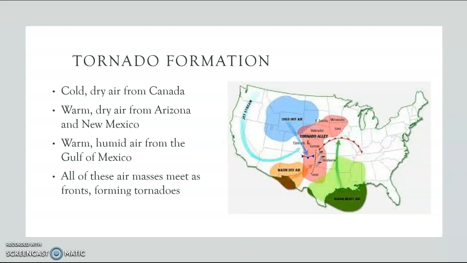Air masses play a major role in why Tornado Alley has its name. As the diagram shows, cold, dry air from Canada, warm, dry air from New Mexico and Arizona, and warm, humid air from the Gulf of Mexico all collide as fronts in Tornado Alley, which is the perfect flat area for differing air masses to meet.